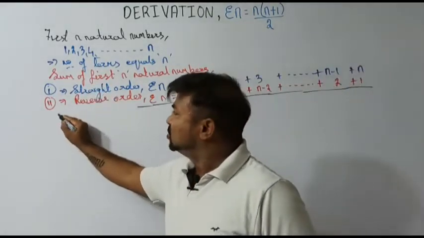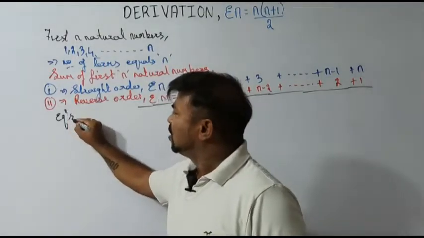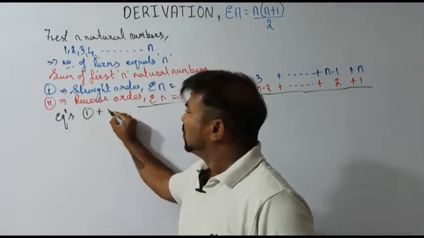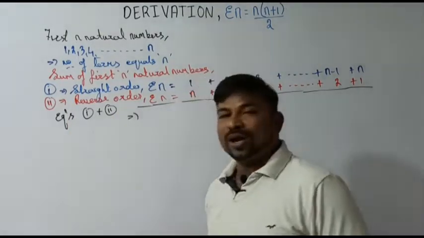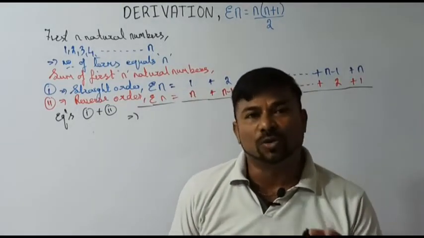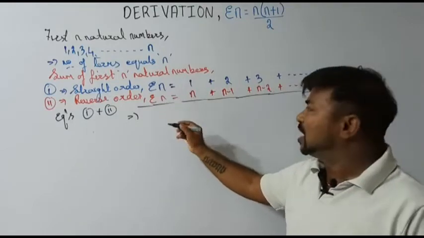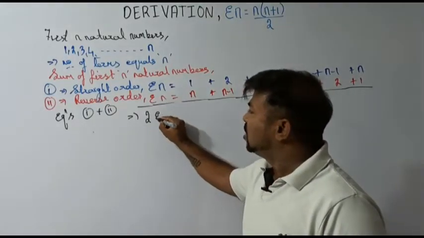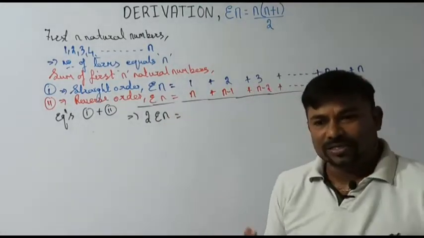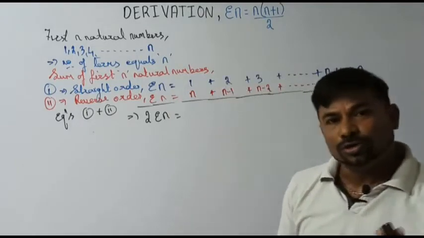So which are the terms here? Equations. What am I doing? Equation 1 plus equation 2. I am adding up equation 1 and 2. If you add it up, sigma n plus sigma n will give us 2 sigma n. Okay, sigma n plus sigma n, we are getting 2 sigma n.